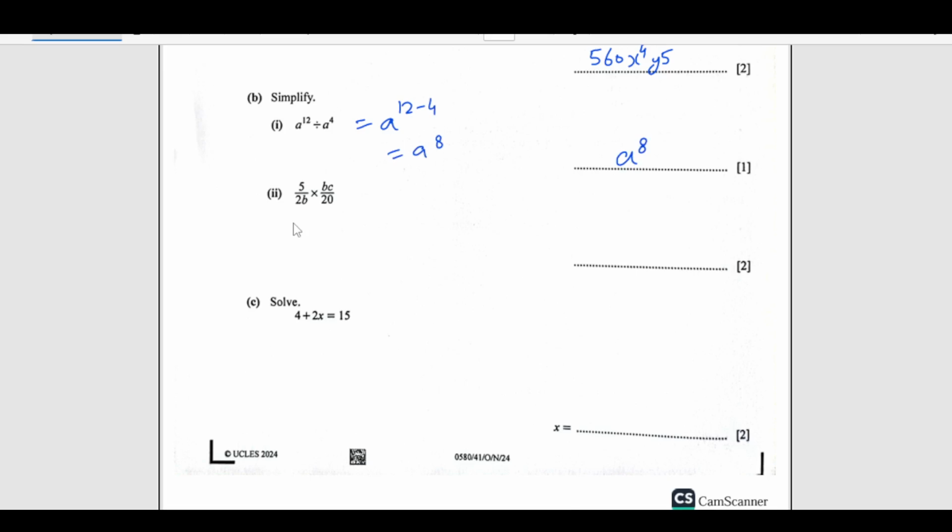So we have b and b getting cancelled. So 5 times 4 is 20, and then we have c over 4 times 2, 8. So c over 8 is the answer. Solve this. Now 2x equals 15, bring 4 to the other side, that will be minus 4. So this is 11. 2x divided by 2, divided by 2. So this is 5.5.